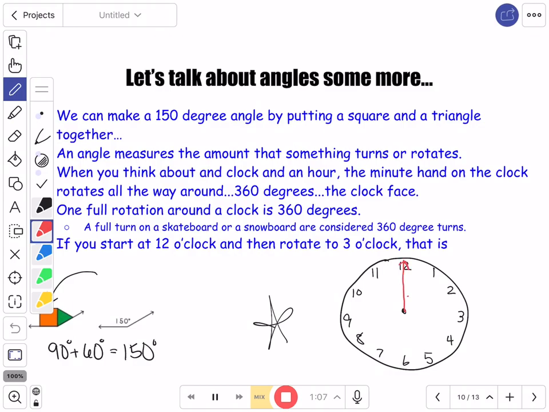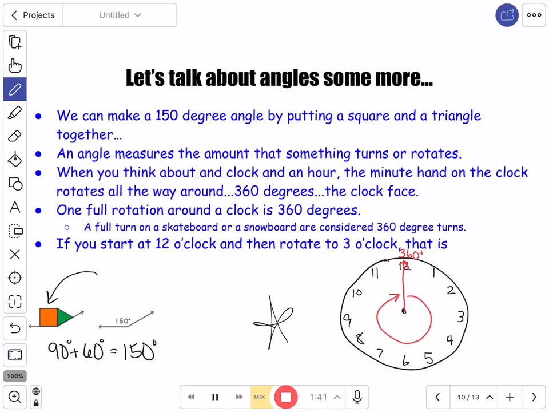All right, so when you think about a clock and an hour, the minute hand on the clock rotates all the way around 360 degrees. So if I were to grab my red for a second, we know that the minute hand is the longer hand, okay? When it goes all the way around the clock and it comes back up, that is 360 degrees that the minute hand went around the clock. And that's the same for the hour hand. It just takes the hour hand longer. Yes, it would take it much longer. So a full rotation around a clock face is 360 degrees.